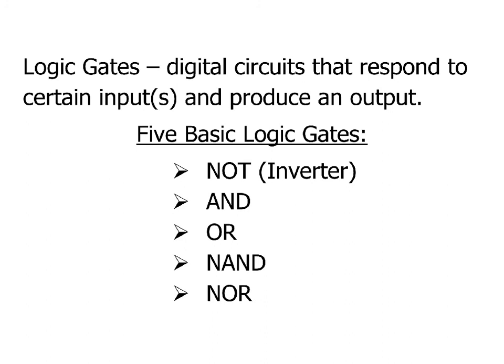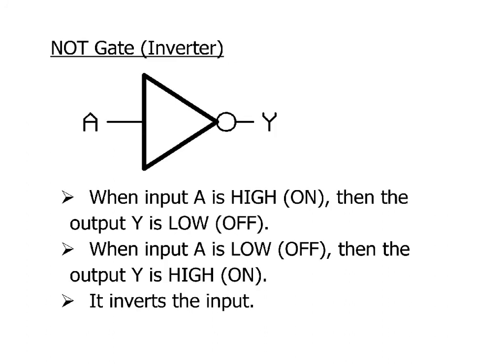So we have 5 different gates. One is called a NOT gate, also sometimes called an inverter. The second one is called AND. Then there's an OR gate. And then we have 2 gates that build on the AND and the OR. This one is called a NAND gate, and this one's a NOR gate. All right, so let's see what those all do and how they work.